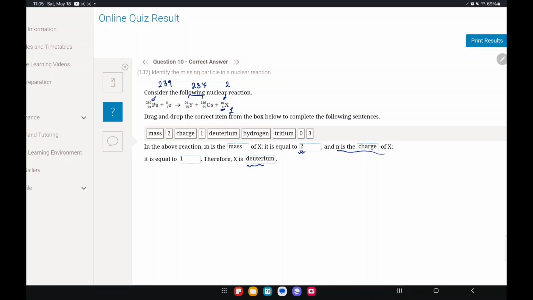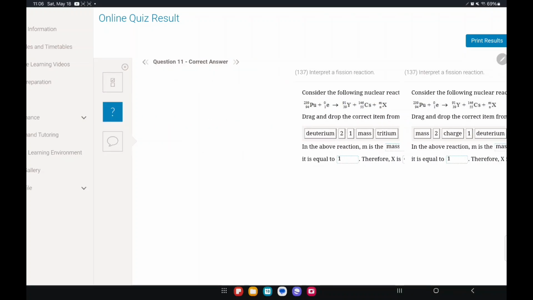Why is it equal to 1? I have to write 95 here on the left. 39 plus 55 is 94. So what do I add to 94 to get 95? I need to add 1. So that means my X has 2 as the mass number and 1 as the charge. And what has 2 as the mass number and 1 as the charge? I told you that's hydrogen, and that's what they call deuterium.